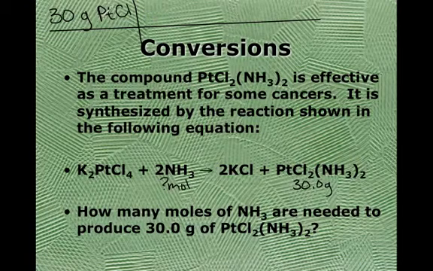So we have grams up here, we need to add it all together. That's a big one. The molar mass of this, PtCl2(NH3)2. Platinum is number 78, and it's 195.08, plus chlorine is 35.45 times 2, plus nitrogen is 14.01 times 2, and hydrogen is 1.01 times 6. And what do you get?